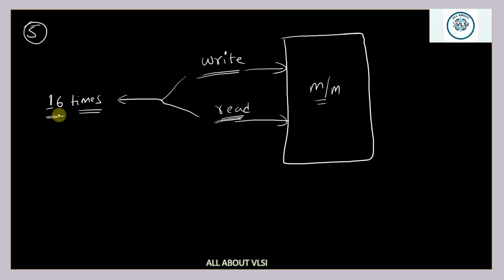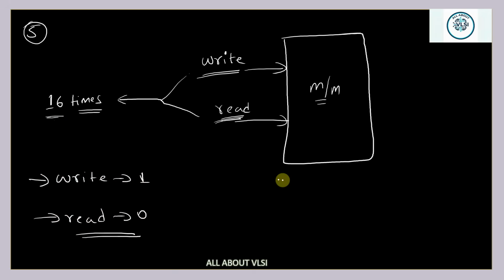Where is this question? Okay, yeah. Now, for representing your write, you're going to use the bit 1, and for representing your read, you're going to use the bit 0. Now, in the 16 number of times we are going to have, in the consecutive cycles, what is this?